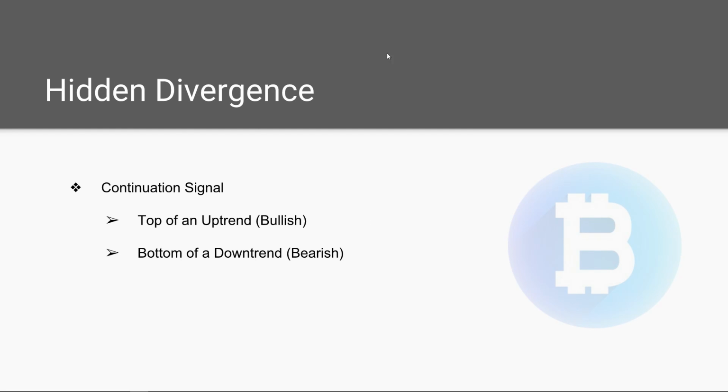Your next one, your hidden divergence. Hidden divergence is basically the complete opposite. It's a continuation signal. So as opposed to a reversal signal, you'll see this in a continuing pattern. So if you've been in an uptrend, your bullish divergence will be at the top of that uptrend. If you've been in a downtrend, your bearish divergence will be at the bottom of that downtrend. All right, so what do these look like?